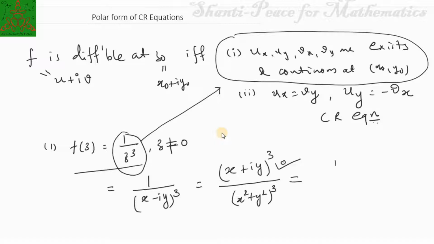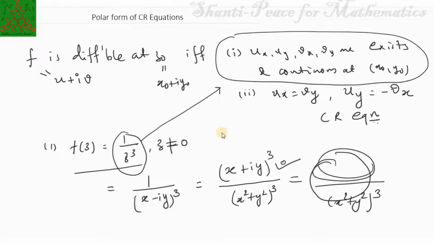Whatever the real part you have, the denominator will contain x square plus y square raised to cube, and the numerator will have something plus i times something. Then you have to take its partial derivative with respect to x and y. So it's more difficult, and more calculations will be there.